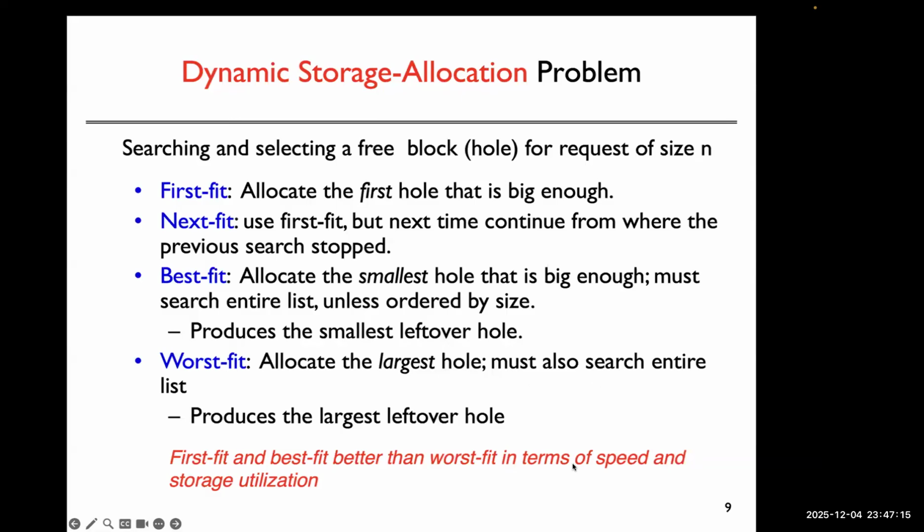This strategy looks a little bit counterproductive, because what you are doing is allocating the largest hole. For example, if your request size is 4 kilobytes and the largest free hole is, let's say, 12 kilobytes, and there are also other holes like 8 and 10, you will allocate the hole of 12 kilobytes. But this produces the largest leftover hole, and the hope is that in future you will have other requests of smaller size which will then be placed in those leftover holes.